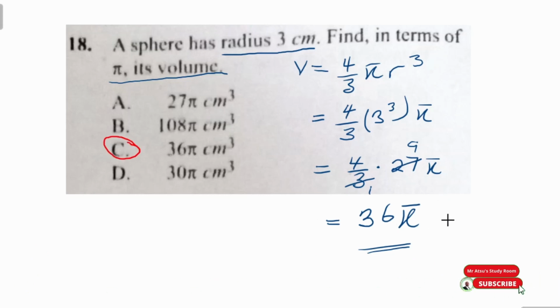And remember, it's centimeter cube because you are talking about volume. Volume is measured in cubic units. And now let's move on to the next question, which is 23.